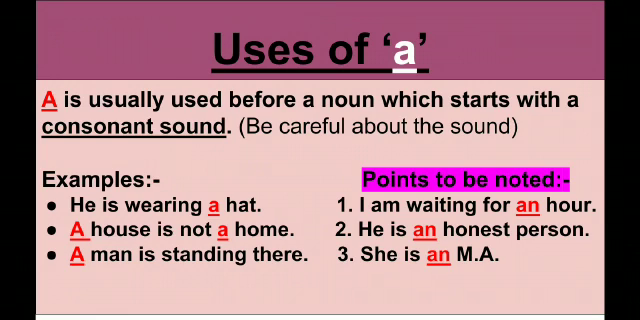Now in the last example: a man is standing there. And here, she is an MA. Both the nouns, man and MA, are starting with the similar letter M. But again, if we focus on the sound, in man the sound is the "ma" sound, which is a consonant sound. That's why we have used "a man". But in the case of MA, while pronouncing MA, an "a" sound is coming. That's why "an MA". So a man is standing there, but she is an MA.